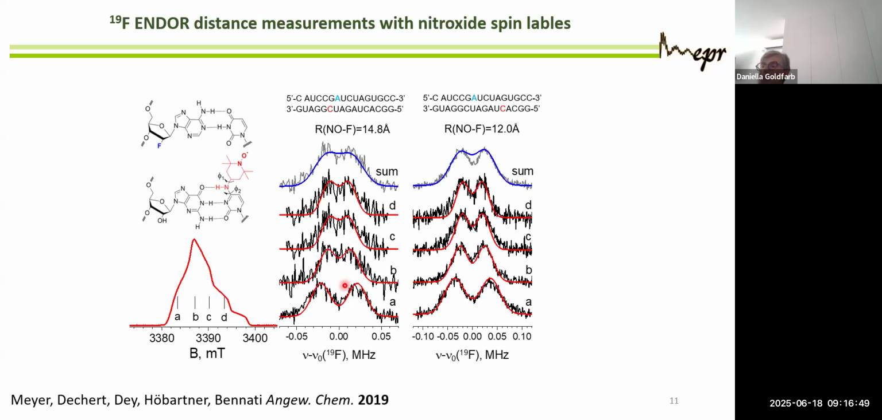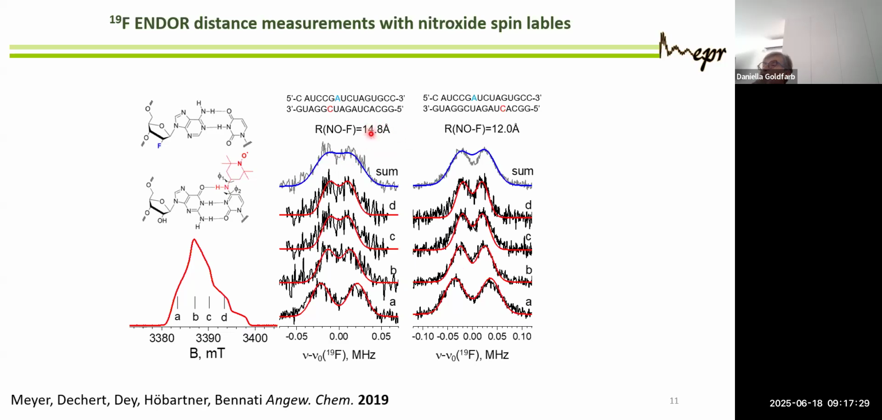And this is really the first work that started this whole thing of fluorine ENDOR. This was a work by Marina Bennati in 2019, where she showed very nicely with the nitroxide. Here are the models that she used, and here is the nitroxide spectrum at W band, and she measured here, she and her students. And you see that you have a different spectrum. This is mostly the parallel one. And then when you add them all up, you get the sum, which is more or less the powder pattern.